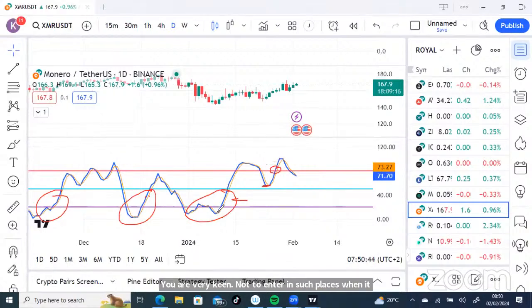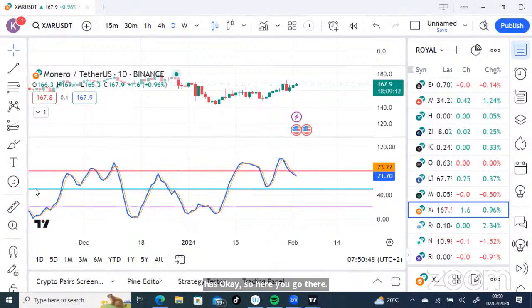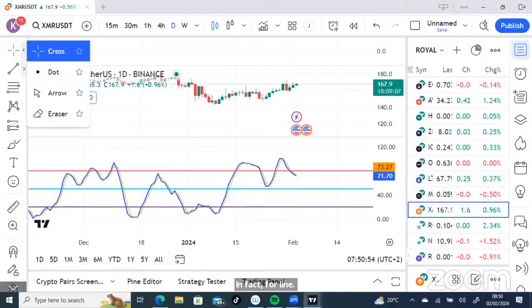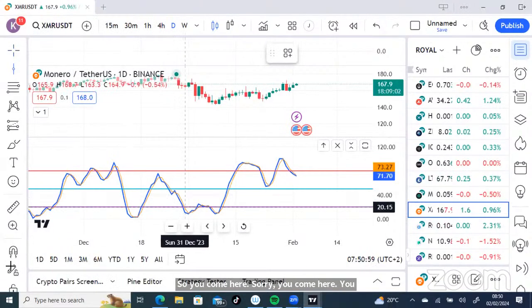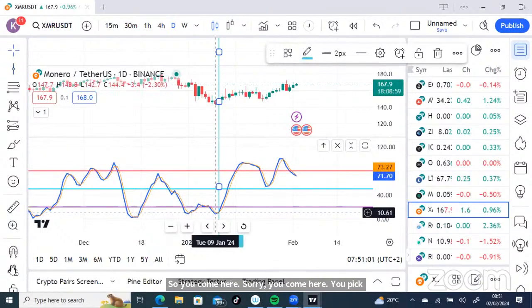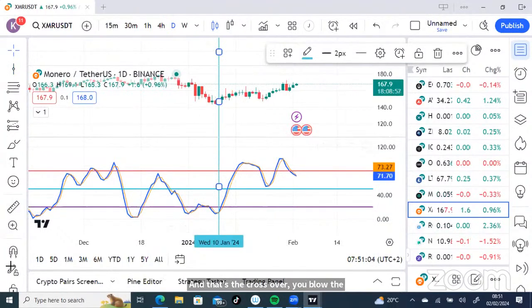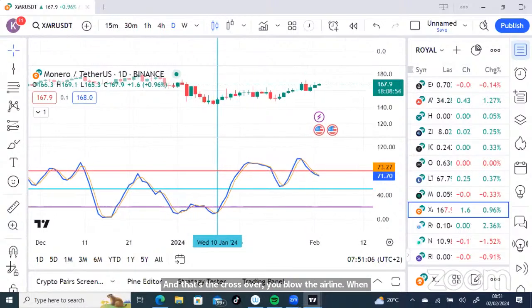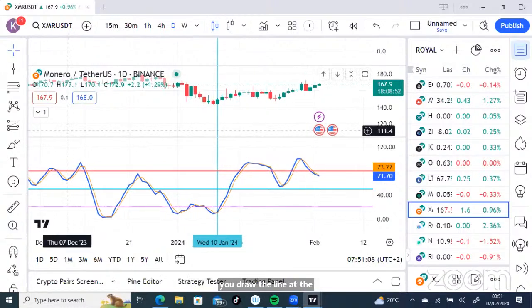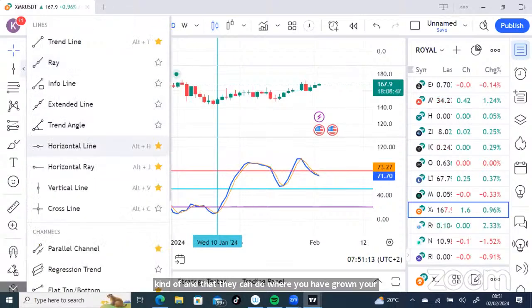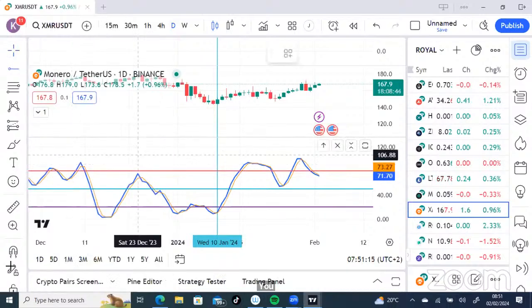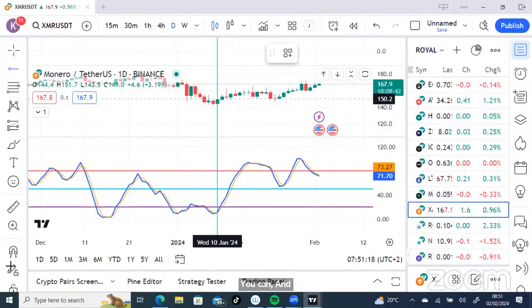So here you draw a vertical line. You pick a vertical line, and at the crossover, you draw the line. When you draw the line at the crossover, it will land on a candle. And at the candle where you have drawn your vertical line, you come back on top and draw either a horizontal line or a horizontal ray at the close of the candle.